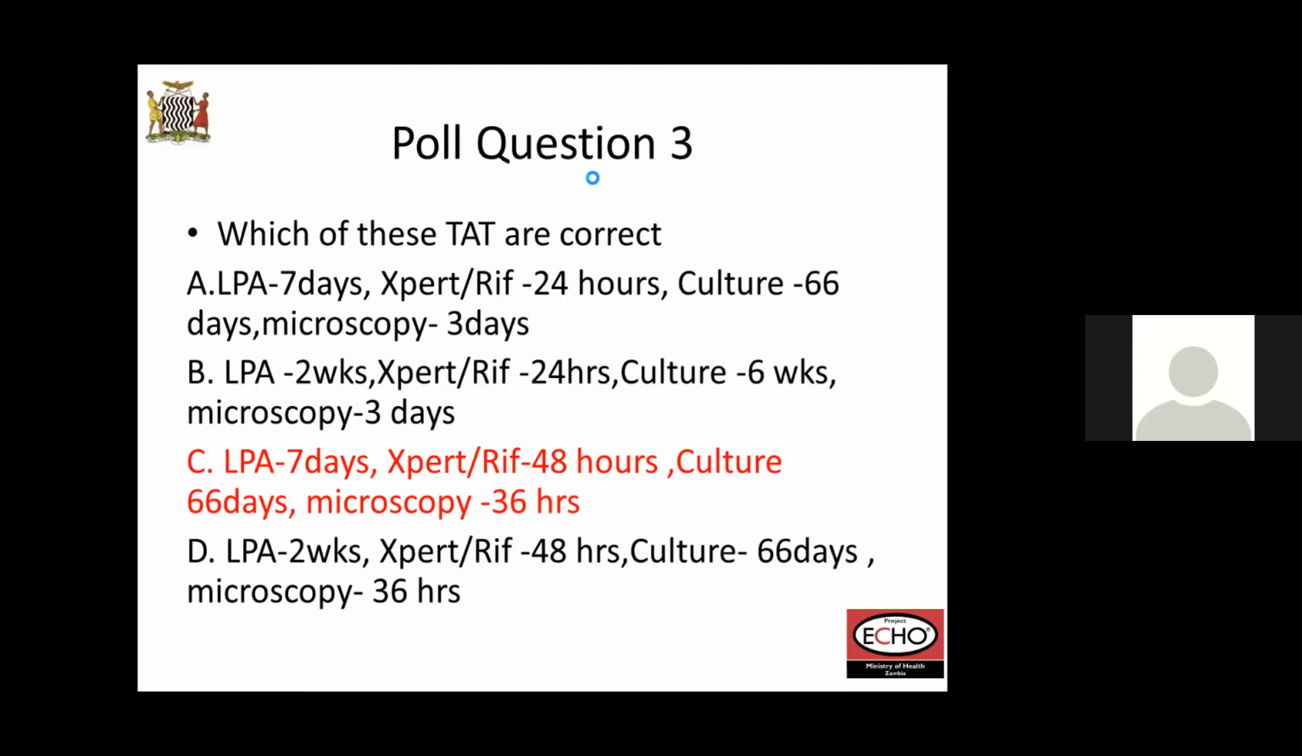Just to mention that for culture, it may grow earlier, but remember you need to do drug sensitivity testing. Even the most stubborn TB will take up to 66 days, but by 4 weeks you should start checking your result to see if you've actually grown something.